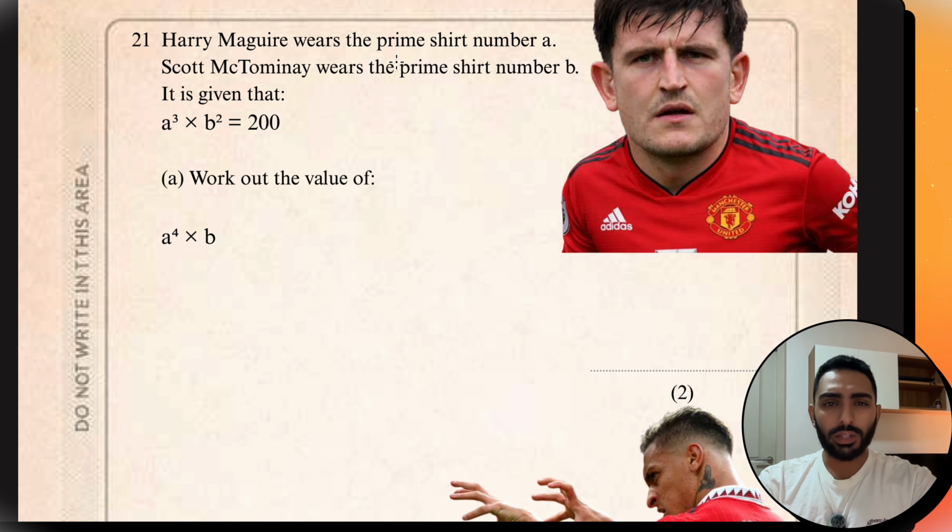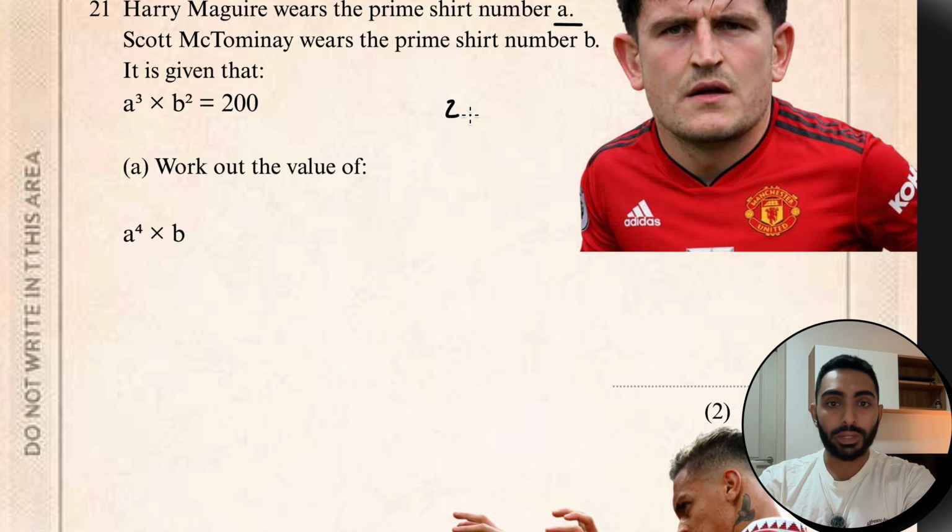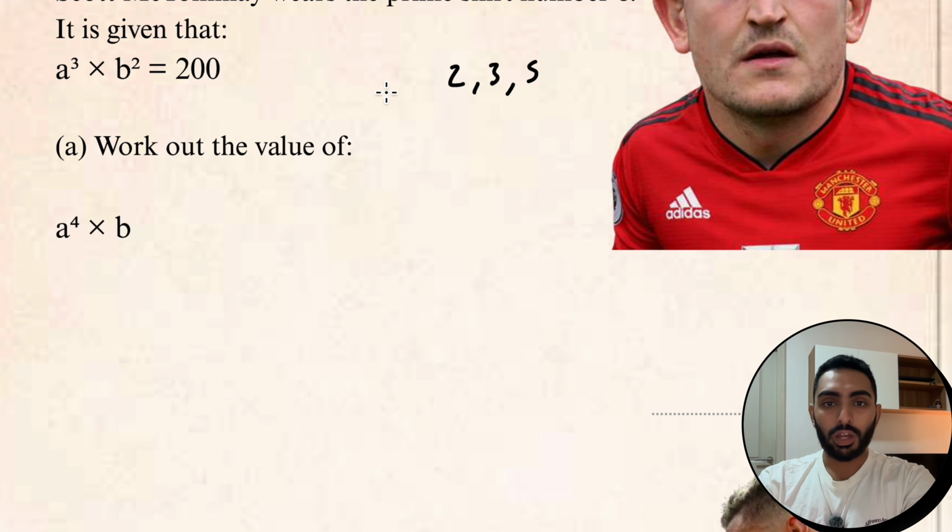Question 21. Harry Maguire wears the prime shirt number A. What are prime numbers? They're just numbers with 2 unique factors. That means the first prime number would be 2, then 3, then 5. 1 is not a prime number because it only has 1 factor. 2 has 2 and 1, 3 has 3 and 1, 5 has 5 and 1.